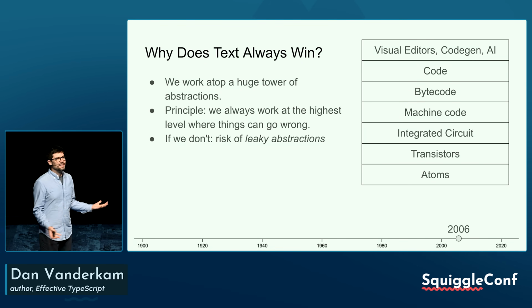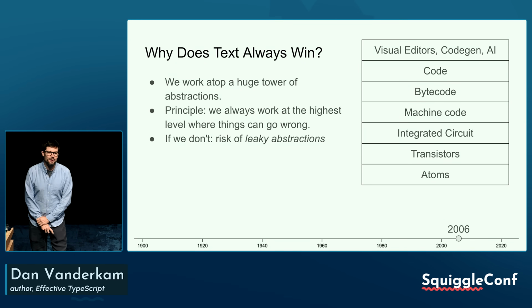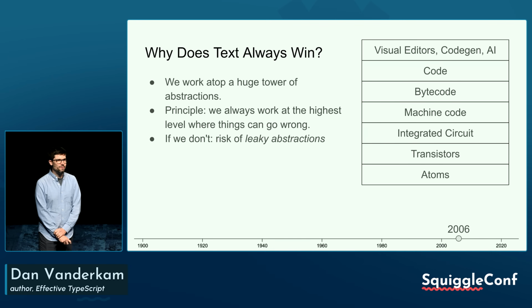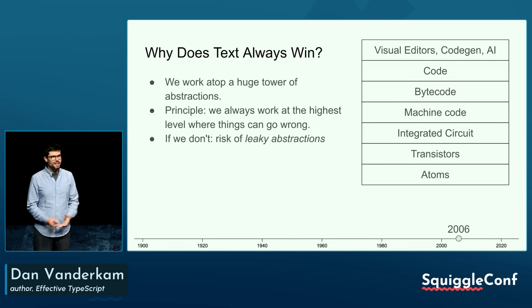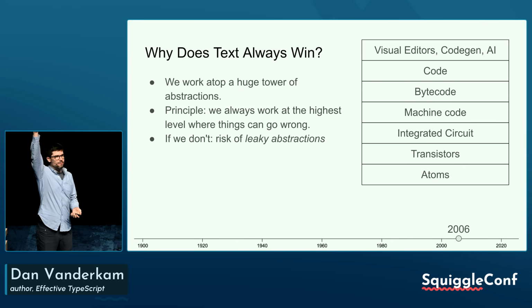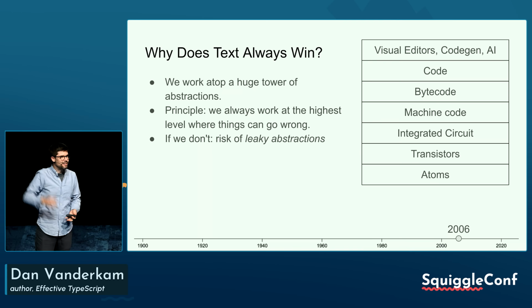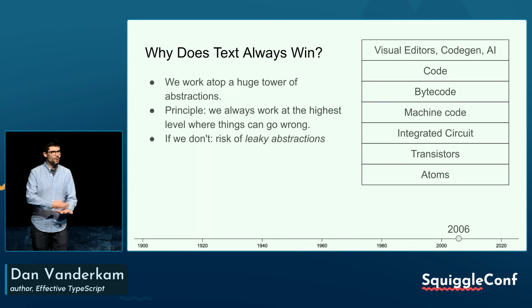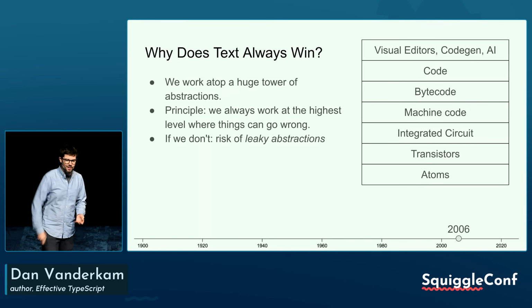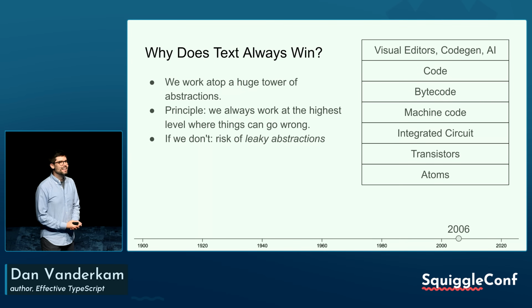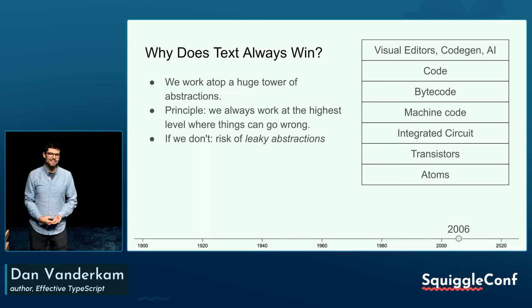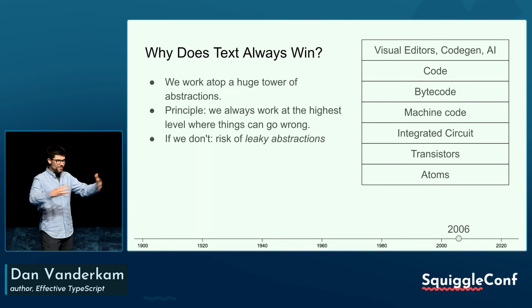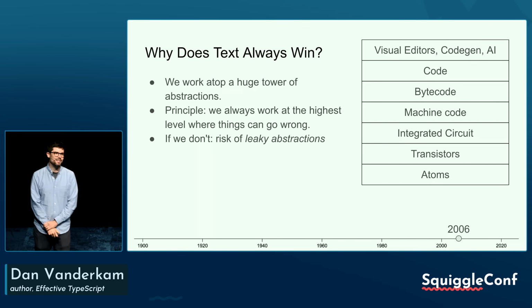But my sense of why these haven't really taken over is that if you think about how computers work, there's just this huge tower of abstractions that we work on, right? There's atoms at the very lowest level. That's the most real thing. But then, going up from there, you have transistors, circuits, CPUs, and then we have machine code. And eventually we get up to the code that we work with on a day-to-day basis.